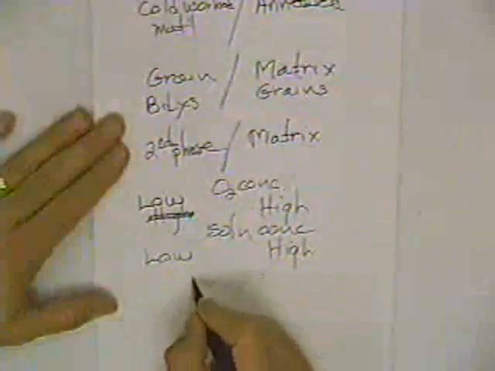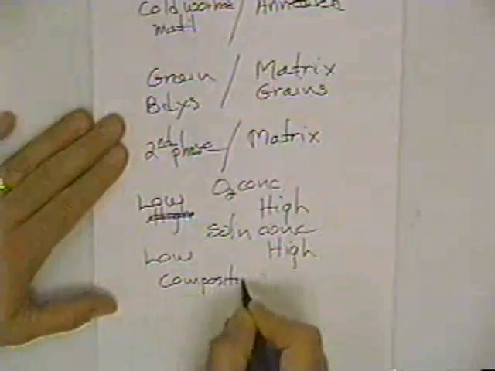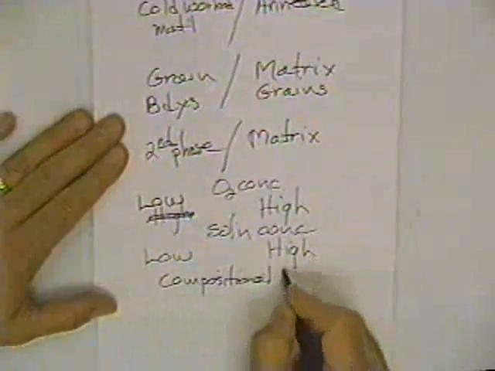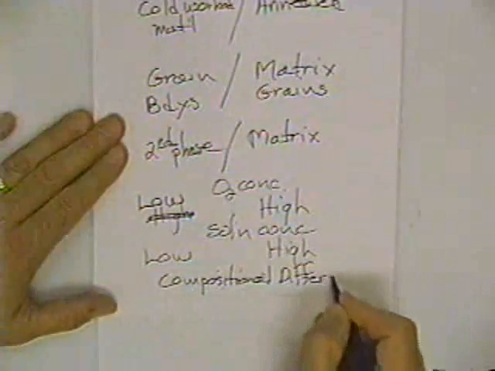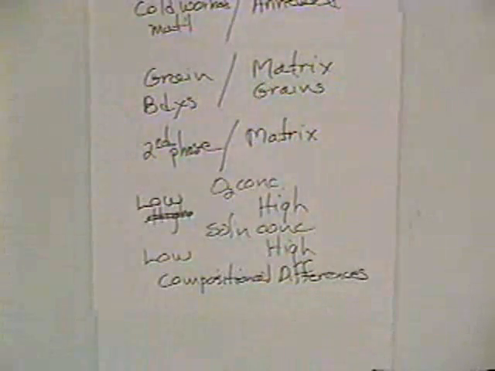So there's a variety of different ways that you can develop anodes and cathodes. And let's see, I guess the last one that I have here is compositional differences. So if you have an alloy that has local compositional differences which might occur from the casting process or some operation, those can lead to anodes and cathodes.